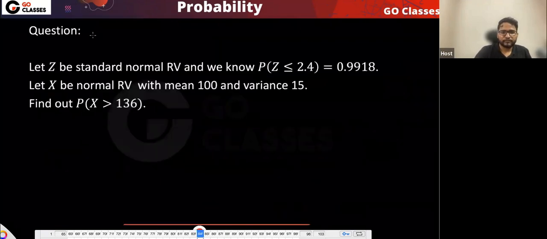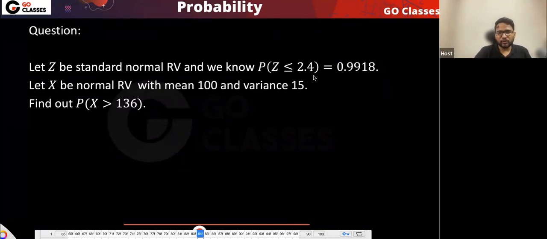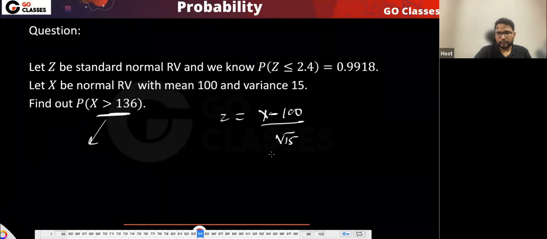Let's just solve this question. Z is a standard normal random variable, and we know that Z is less than or equal to 2.4. So they've asked this. Can you convert that to a Z? Z is X minus 100 upon the 15. Let's suppose this is the standard deviation. For the sake of example, let's assume that to be the standard deviation, then it means divided by 15.